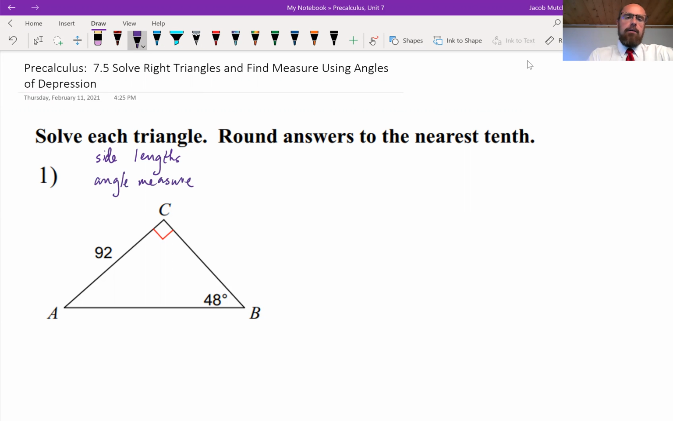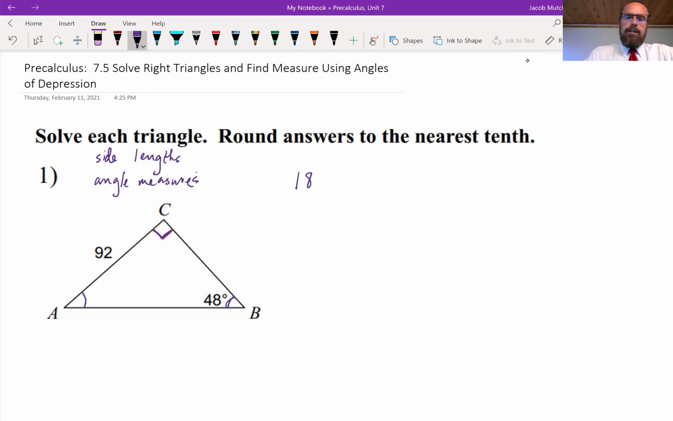In fact, I've got more than two pieces of information. I've got one angle, it's marked here as 48 degrees at angle B. But I also know that the measure of angle C is going to be 90 from the corner marking. So for me to discover the angle measure of A, I need to just take the two measures that I know and subtract them from 180.